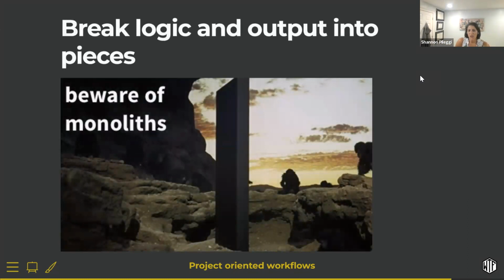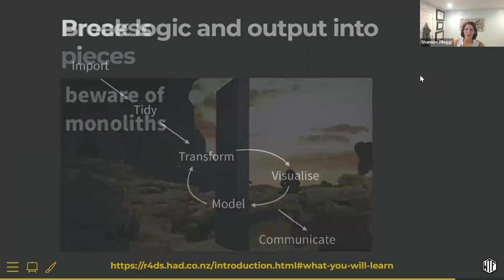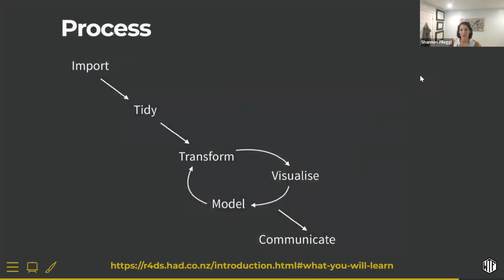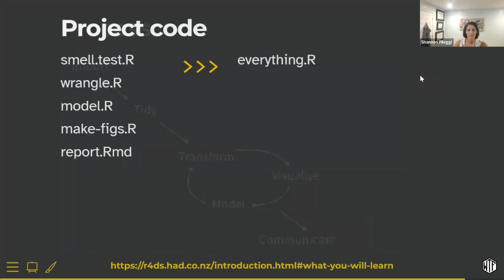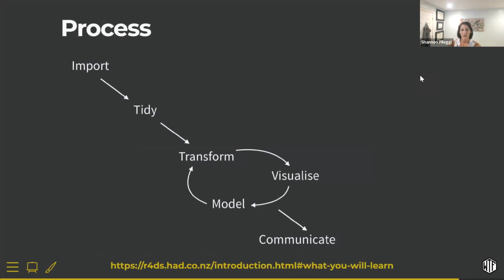So you really want to be aware of monolithic projects that just grow and grow. You want to break down the logic and output into pieces, having more than one script. A way you can think about this is a workflow from the R for Data Science book about the process of data science. And we can break down these processes in terms of our projects as well, this iteration.